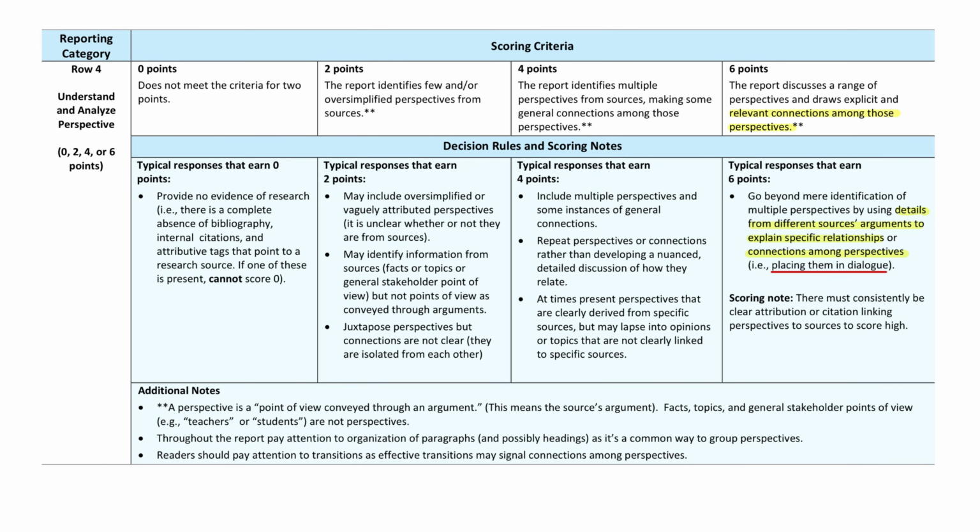Row 4 is to understand and analyze perspectives. To earn the full 6 points, identify a range of perspectives from credible sources with attribution. Discuss how these perspectives relate or differ and avoid simply listing perspectives. So use organized paragraphs and transitions to analyze their connections.